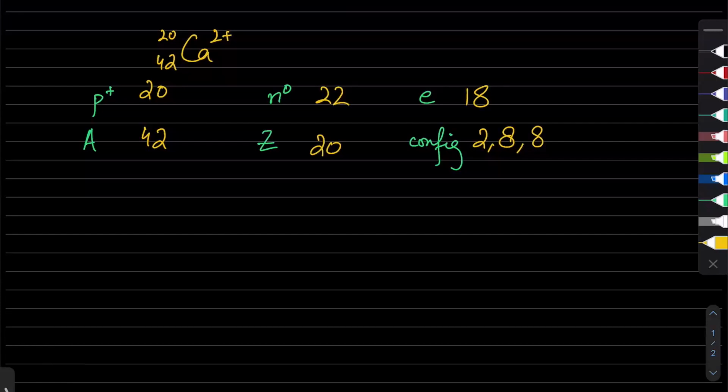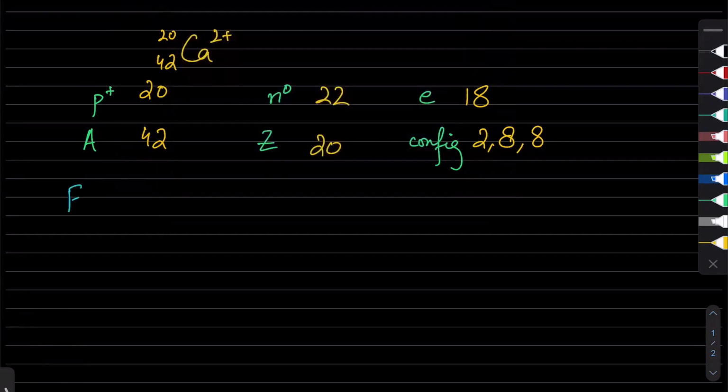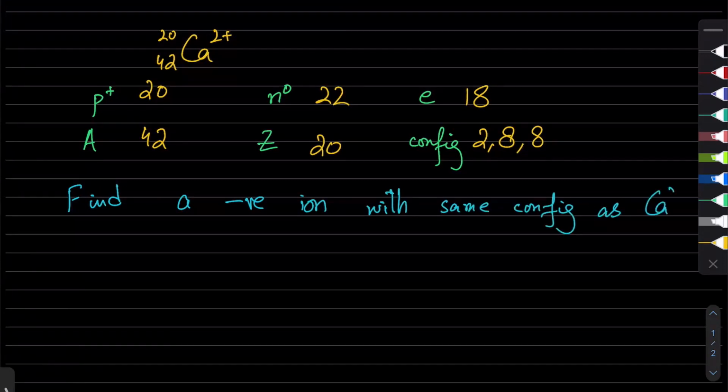The second question that they ask us about is about the finding particles that are similar to this. So for example, take out the periodic table, and let's say examiner asks you that find one negative ion. So let's say the examiner is going to ask you that find a negative ion with same configuration as this Ca2 plus. So how do we do that?